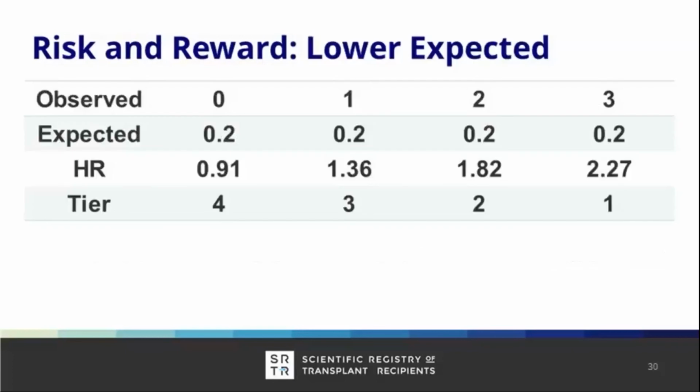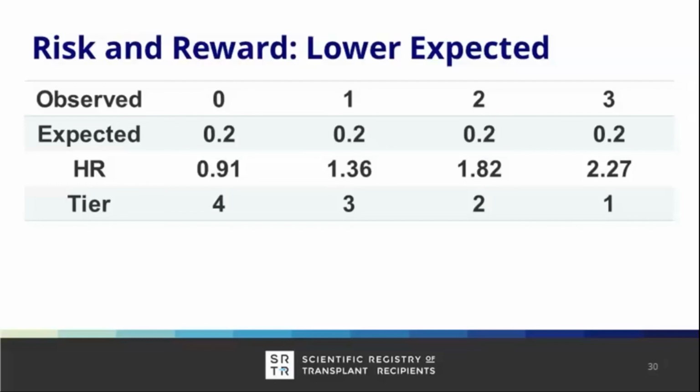If we look at a fairly small program with a low expected number of events, in this case 0.2 events, the best possible outcome would be to have 0 observed events. That's the best any program can do. But because of shrinkage and the fact that there's very little data for what is probably a very small program, even in the best case scenario this program would end up with a hazard ratio of 0.91, which is better than expected, but not dramatically better, and would end up in tier 4.